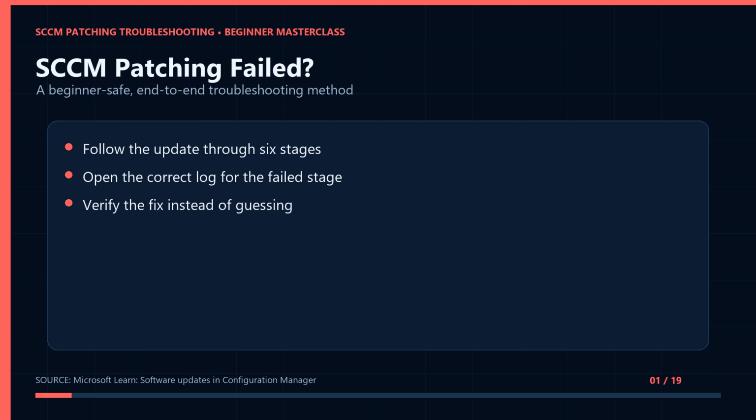Avoid 4 habits. First, do not reset every client component at once, that destroys evidence and makes the real cause unclear. Second, do not approve or deploy an untested change broadly. Use a small pilot collection and documented success criteria.